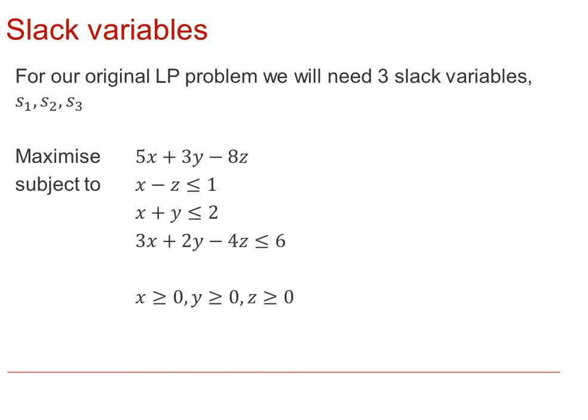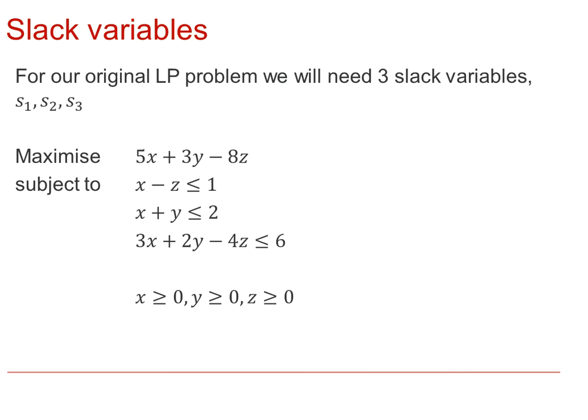Going back to our original linear programming problem, we will need 3 slack variables. Now, we can call these s, t or u, or we can call them s1, s2, s3. It doesn't really matter. So we had our objective function to maximize 5x plus 3y minus 8z, and then we had the constraints including the non-negativity.